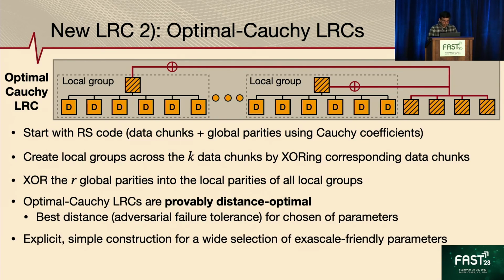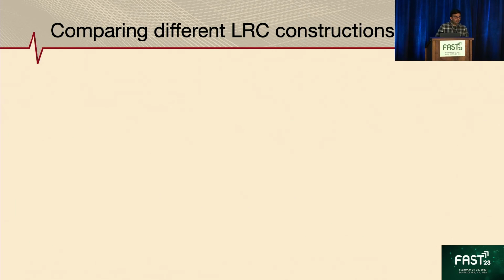Again, this construction is very simple. You can basically start with a Reed-Solomon code, an MDS code that you're already using, and literally using pen and paper, you can build up to either Uniform Cauchy LRCs or Optimal-Cauchy LRCs, and the constructions have been described in our paper in detail, along with the proof. So now I'm going to show different practical ways of measuring the different LRC constructions that are popular in practice.